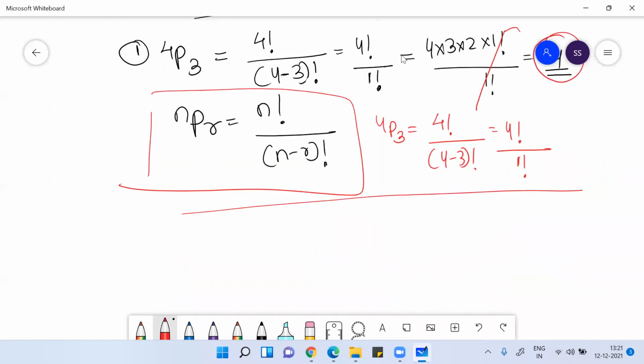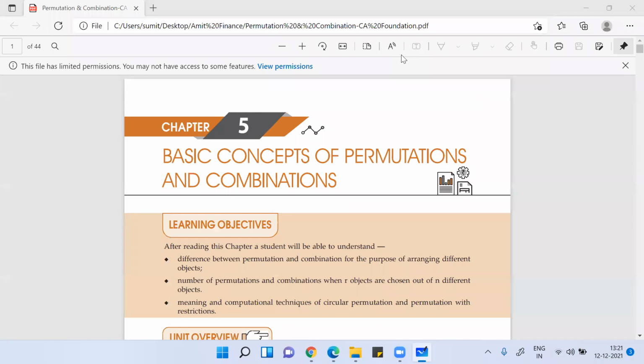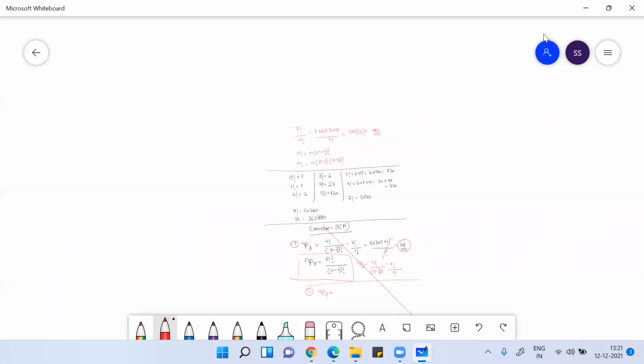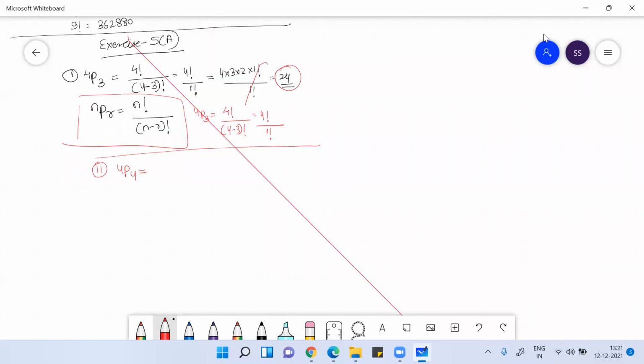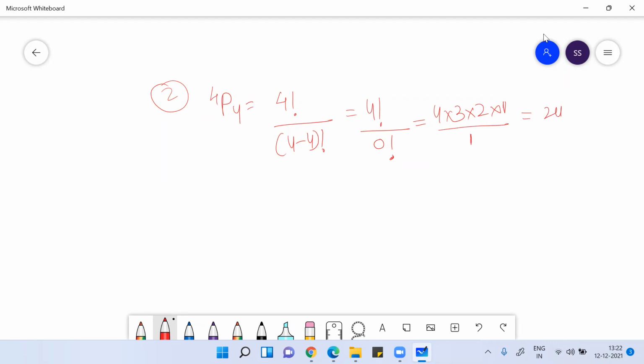The way we do question number 1, the same way you can do question number 2. Question number 2 is 4P4. That will be 4 factorial by (4 minus 4) factorial. So that would be 4 factorial by 0 factorial. So this would be 4 into 3 into 2 into 1, and 0 factorial is 1. This would be 24.